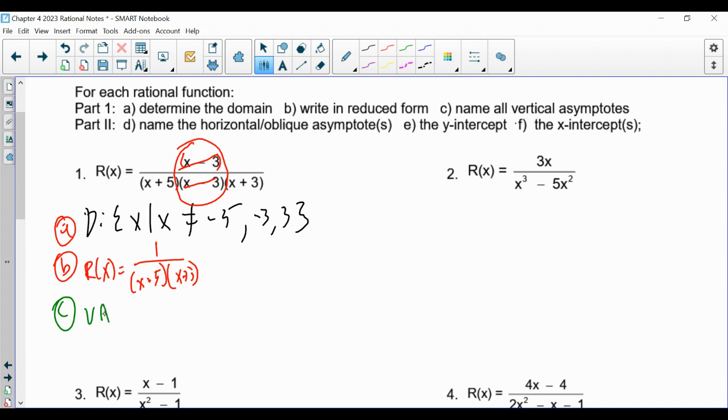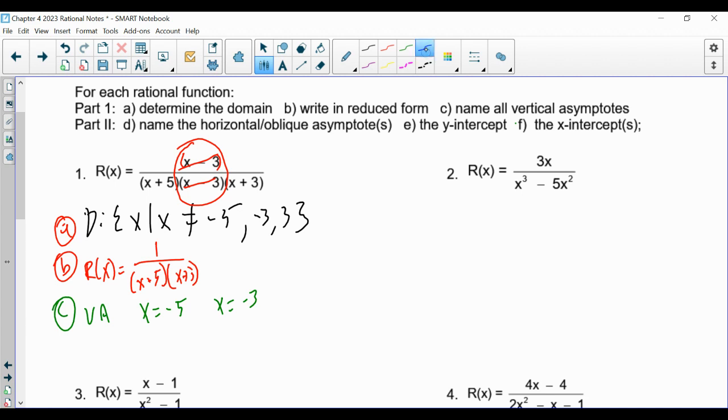So our two VAs are going to be, you set x plus 5 equal to 0, so you solve it. So x equals negative 5, and then x plus 3 equal to 0, solve it. x equals negative 3. And you'll notice I put x equals in the front of both of them because these are vertical lines. Vertical lines are in the form x equals a number. If you don't write x equals a number, you are not telling me a vertical line. You're just telling me a number, which we don't want.